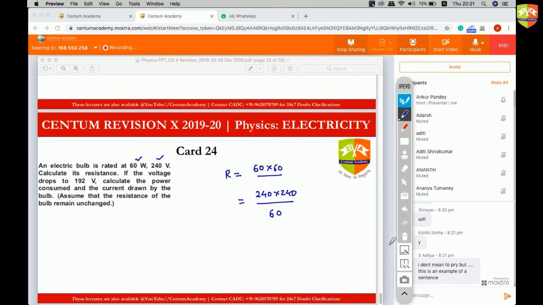See, this is static. Resistance is the same. So you have to put the resistance as what is designed. This is called the designed resistance, the resistance of the system. Clear?